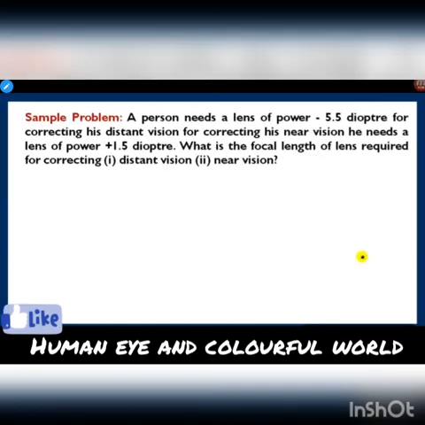Another sample problem. A person needs a lens of power 5.5 diopter for correcting his distance vision, and for correcting his near vision he needs a lens of power 1.5 diopter. What is the focal length of the lens required for correcting the distance vision and the near vision?